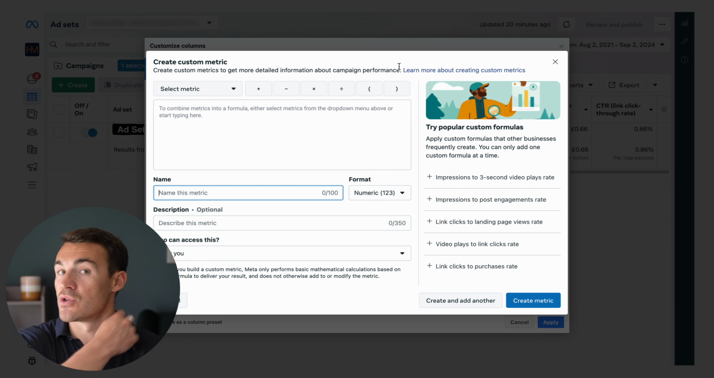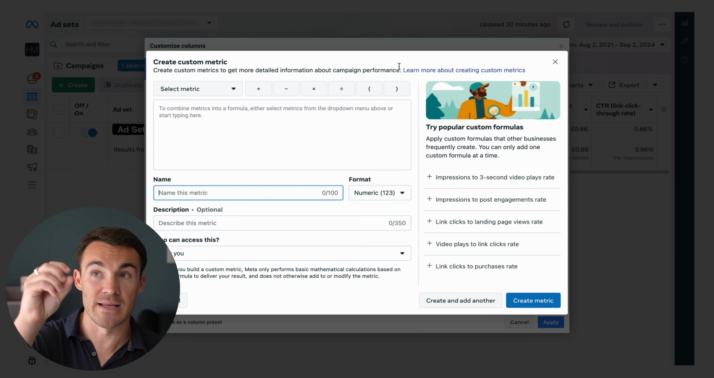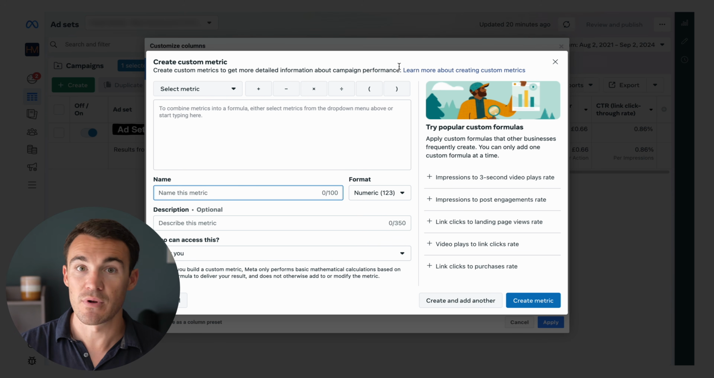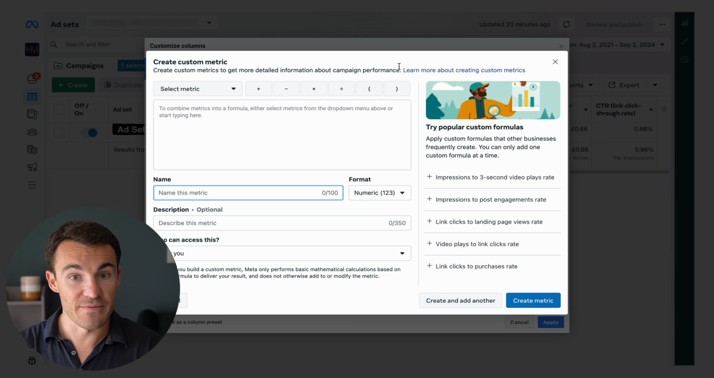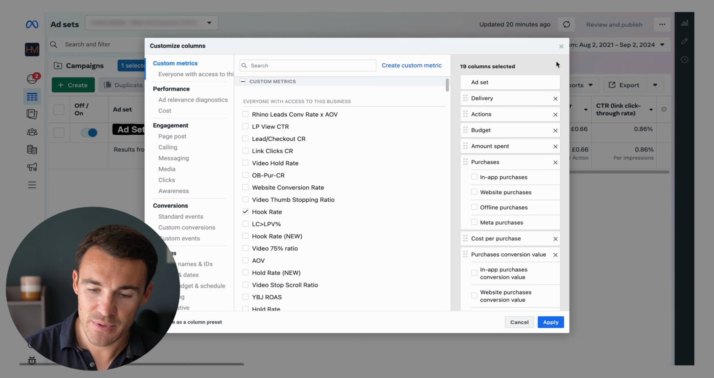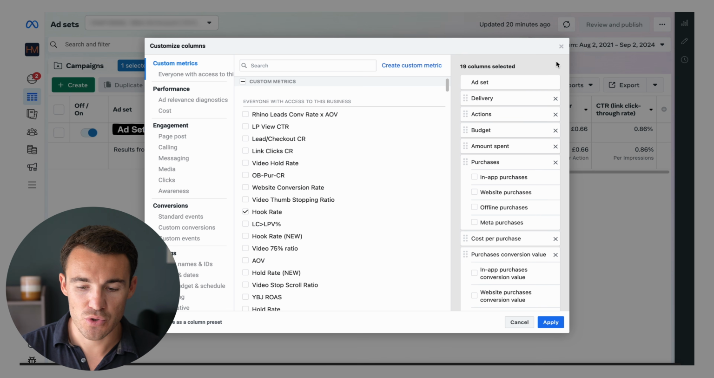So remember how I mentioned that the hook rate was a custom metric, so we're dividing 3-second video views by impressions. You can come up with all sorts of ones and get really sophisticated, and there are case studies where we will do that because certain businesses need different things, and we will look to implement this sort of thing. So you could just go ahead and have a little play about with that, but that very much is an optional extra.